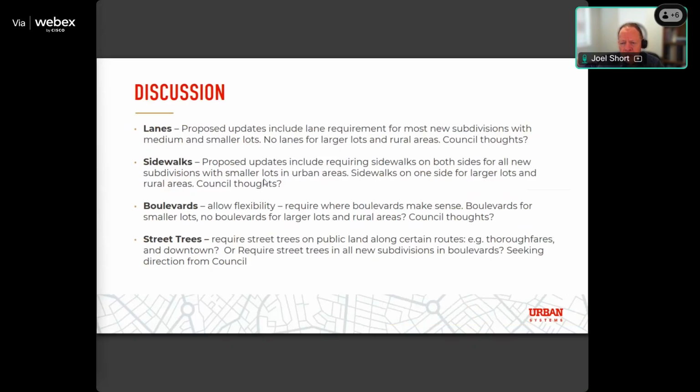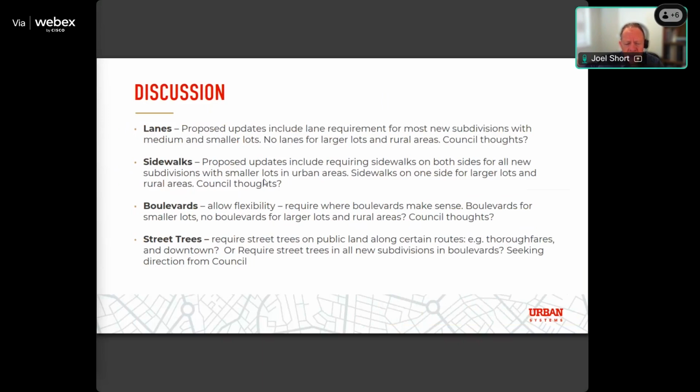So we're wondering about council's thoughts on those, and we'll also be asking about your thoughts on sidewalks, boulevards, and street trees. Street trees, we don't have any specific direction; we're really seeking direction. The other ones, lanes, sidewalks, and boulevards, we're aiming in the direction of requiring those, but we just want to make sure you're providing your thoughts as we move on that journey. So why don't I turn it over to yourselves for thoughts? Maybe we start with lanes and get council's thoughts on requiring lanes in new subdivisions.